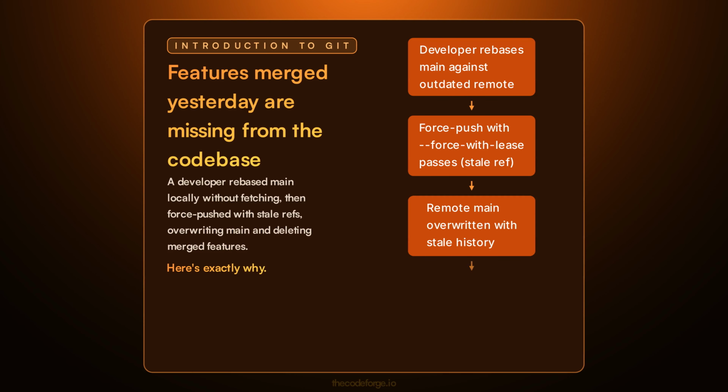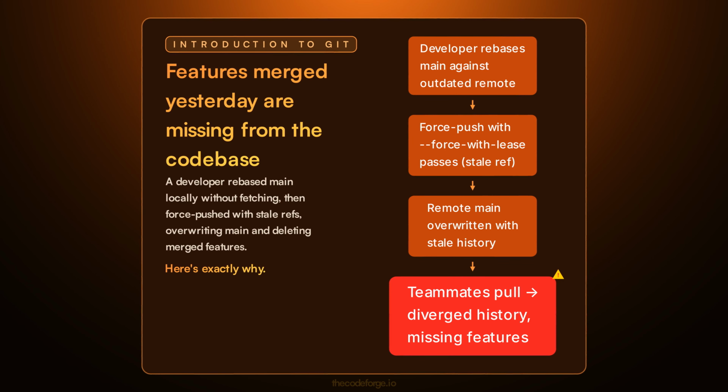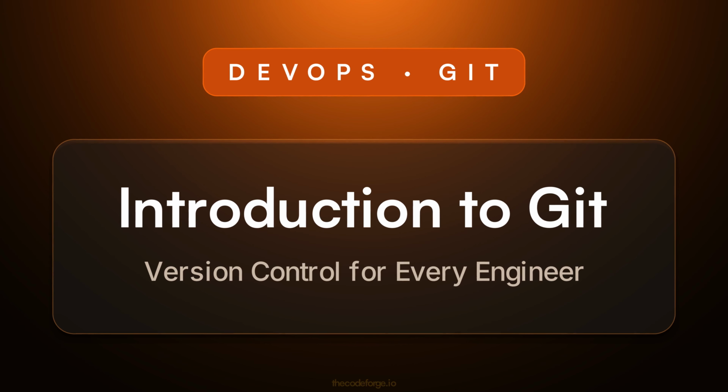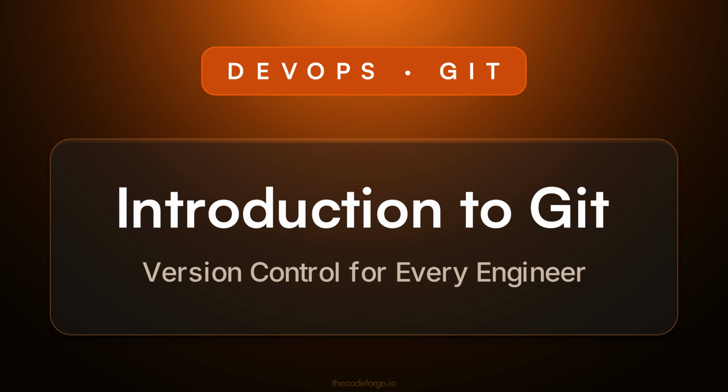Features that were merged yesterday are suddenly gone from main. A developer force-pushed with a stale local copy, overwriting the real history. Let's break down Introduction to Git, how it works, and the exact mistake behind that failure.